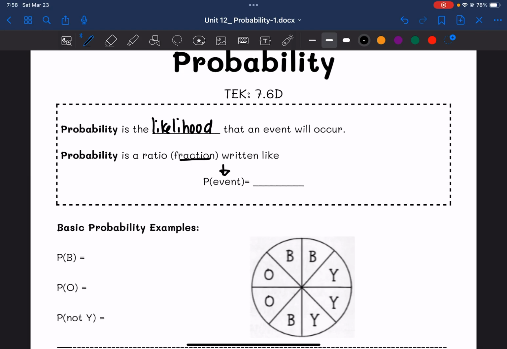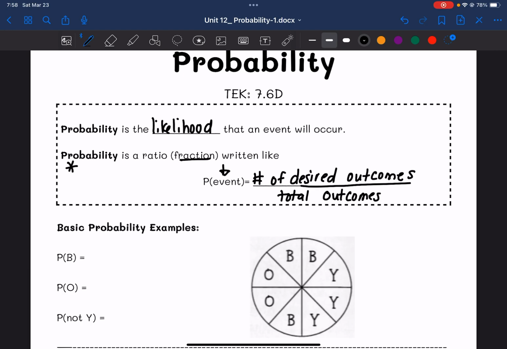Now, that is going to be written as the number of desired outcomes, what you want, which would be the red marble, divided by the total outcomes, okay? Now, this is a fraction.